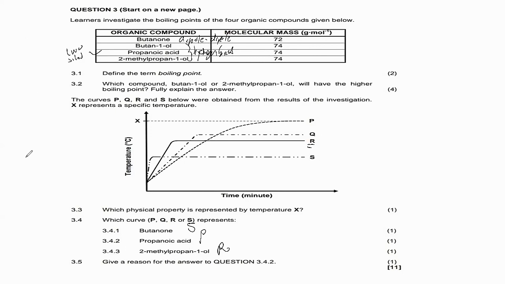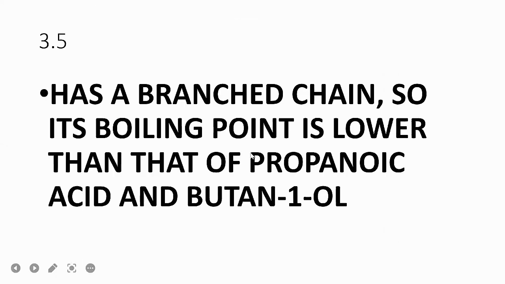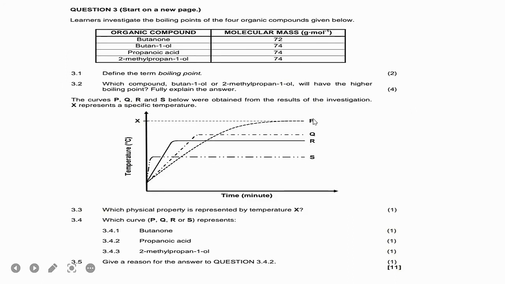Now 3.5 says give a reason for the answer to question 3.4.2. It is basically what we just explained. We are just going to say it has a branched chain, so its boiling point is lower than that of propanoic acid and butan-1-ol. So one that is lower than the propanoic acid and also the butan-1-ol is obviously R. So that's how we decided upon this.